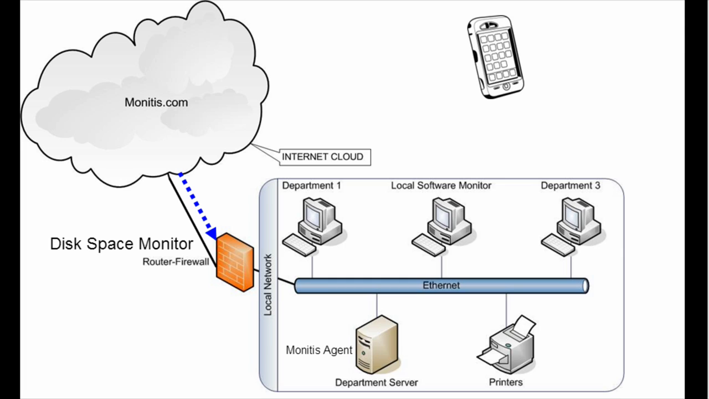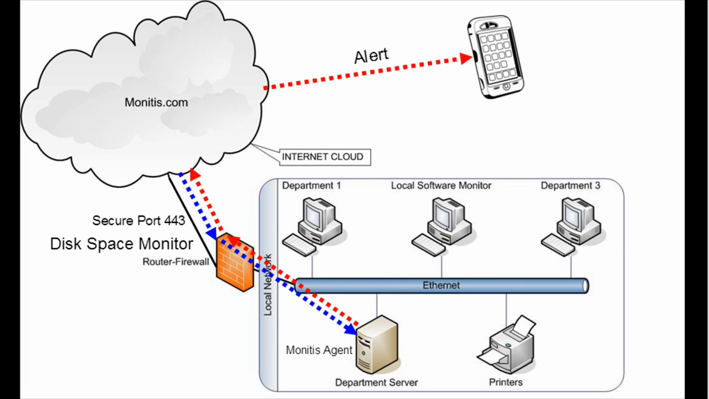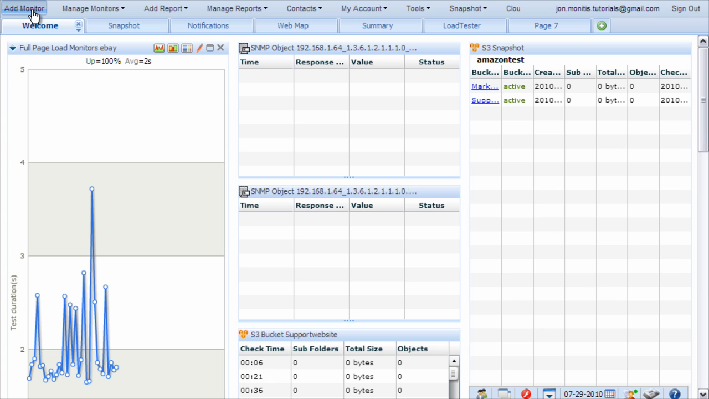We can use the internal monitoring agent. When we install the agent on a server, it opens a secure port and sends the data back to your Monetus.com account.